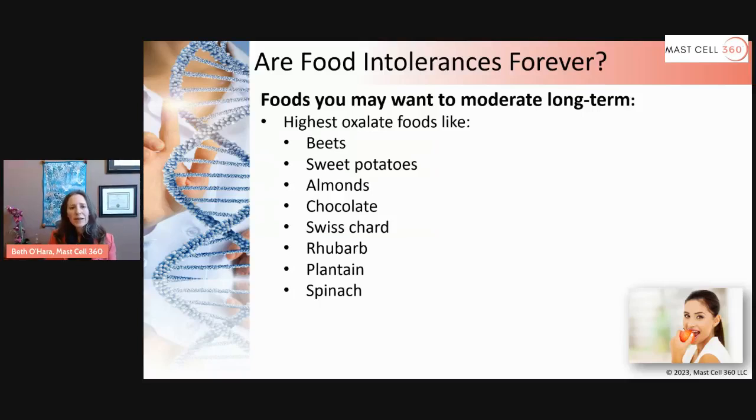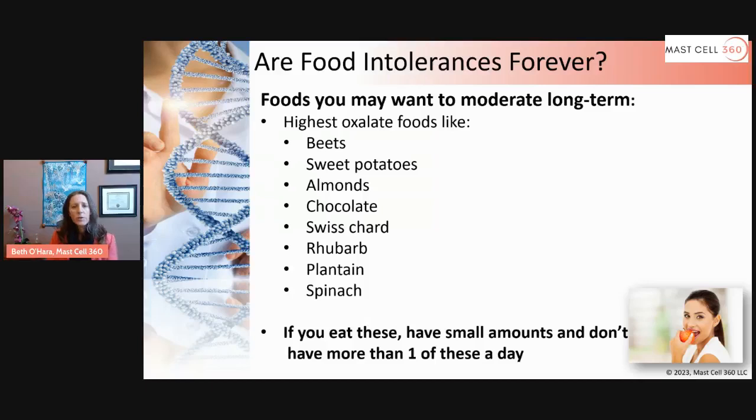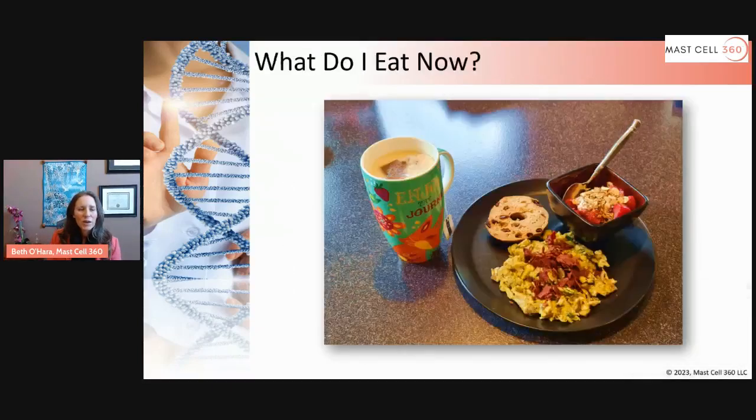So just something to consider there, that we may not want to go back to whole hog eating spinach smoothies. That's something I'm not going to do. If you do have these, then just have a little bit, but it doesn't mean you can't ever have any of those again. And I wanted to show you my typical Sunday brunch. This is a brunch that I had, to show you what I'm eating these days.